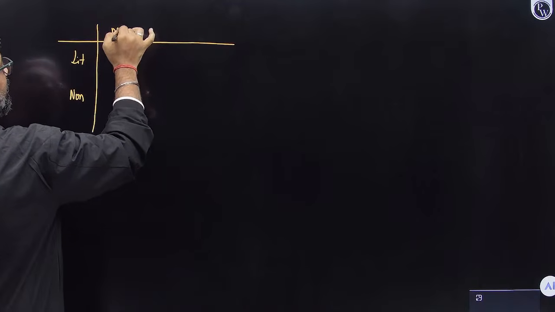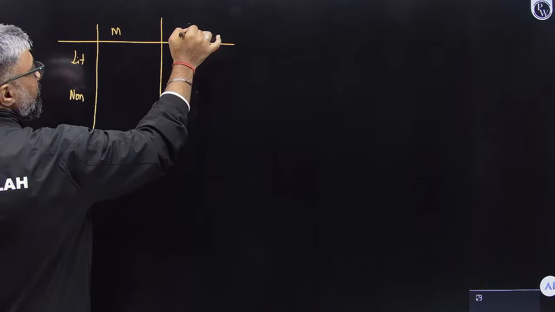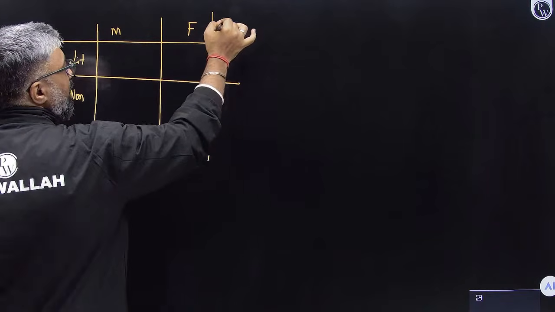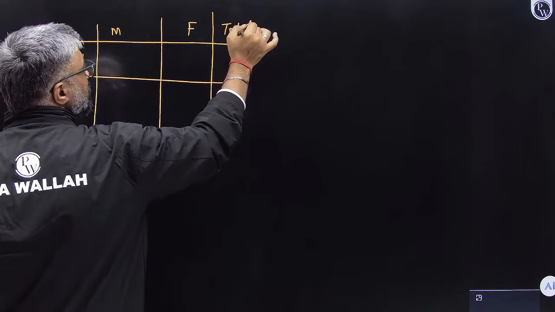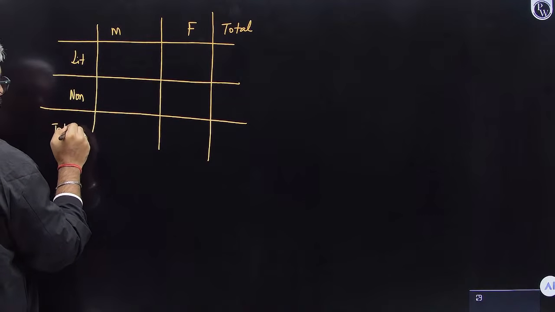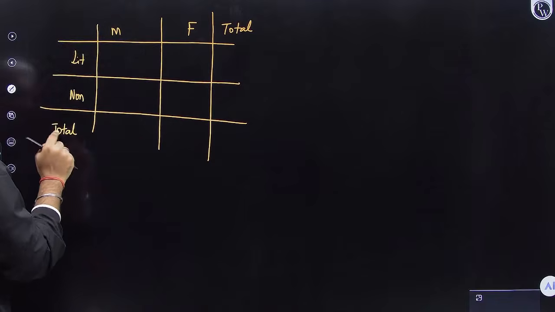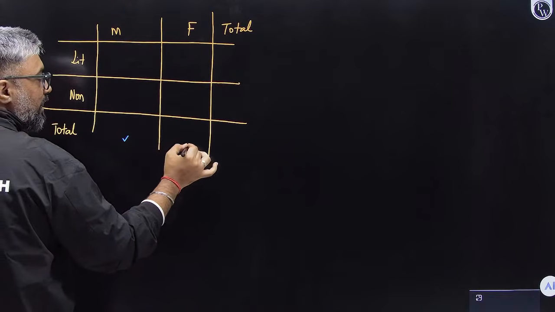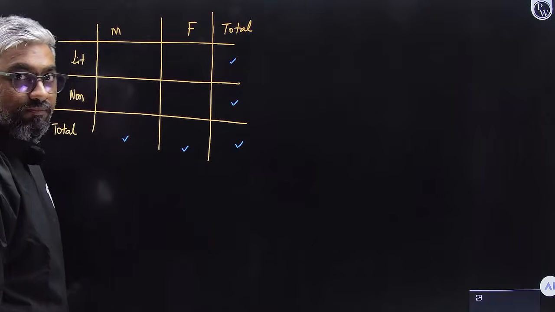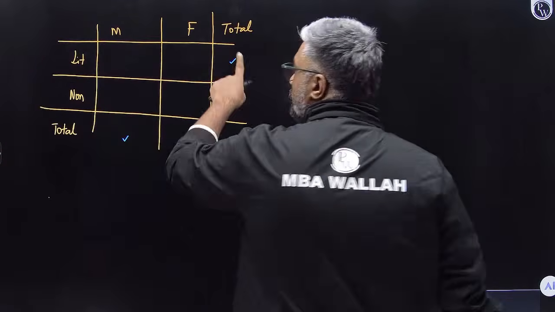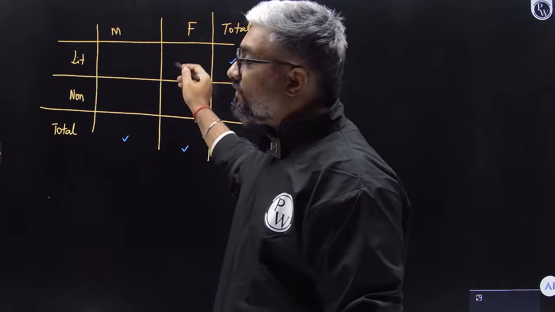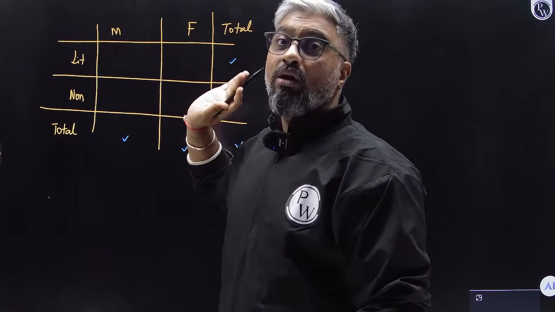Here you have males, here you have females. Then on each side you have total. This is total. This here also I can put a total. What I know is this value, this value, this value, this value, this value. I know these values. If they give me any one of these four, I can find out all the four values, correct?